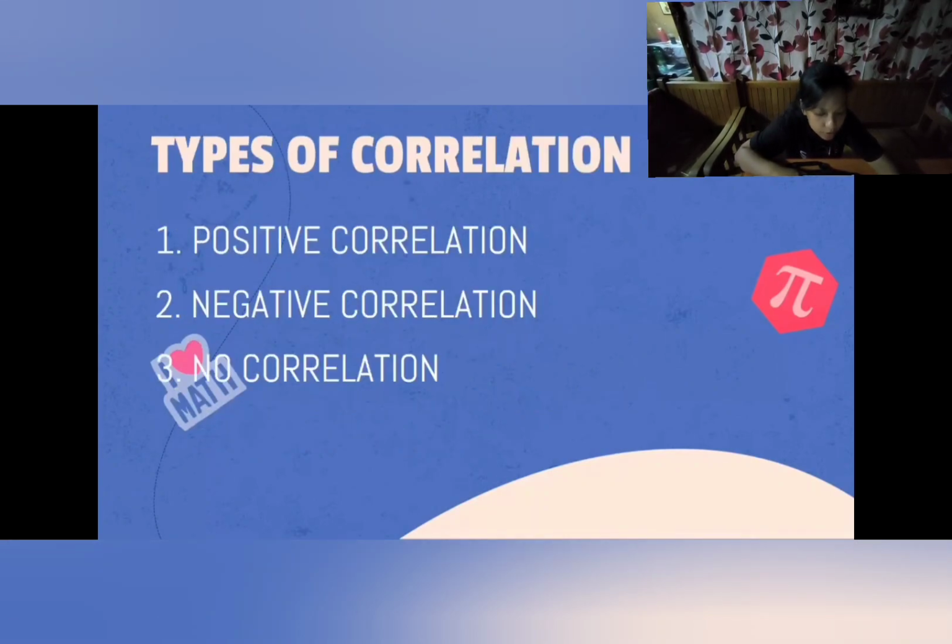Let's now try to determine or identify the types of correlation. Number 1, positive correlation. When we say positive correlation, it means as one variable increases, the other one also increases.